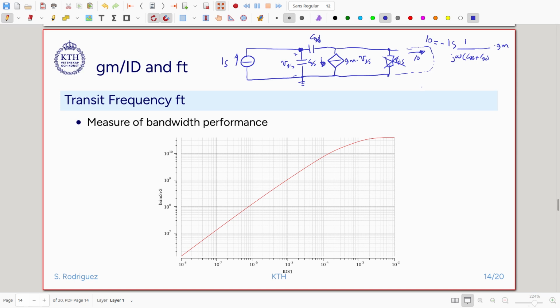Then we have that the current gain, IO divided by IS, is going to be equal to minus gm divided by omega times (CGS plus CGD).